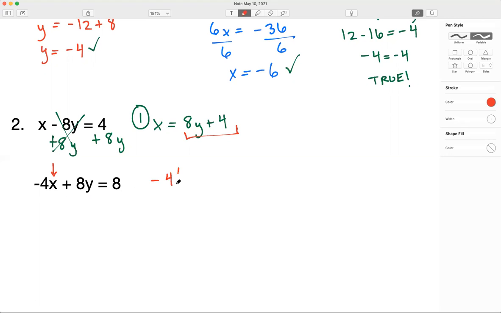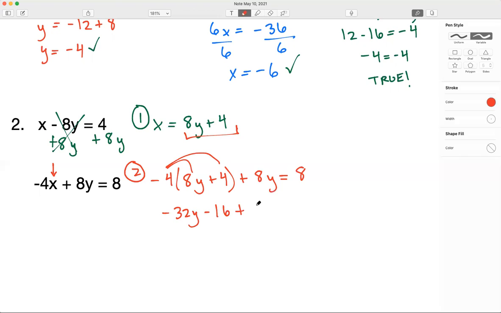So negative 4 times this 8y plus 4. This is step two. 8y plus 4 plus the 8y equals 8. Okay. Now let's distribute the negative 4. Negative 4 times 8y is negative 32y. Negative 4 times 4 is negative 16, plus the 8y equals 8.